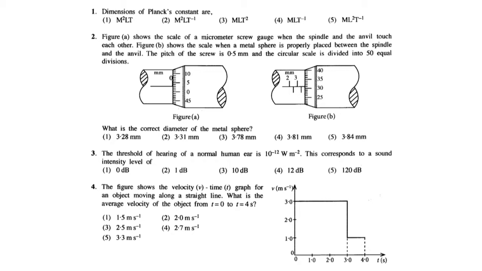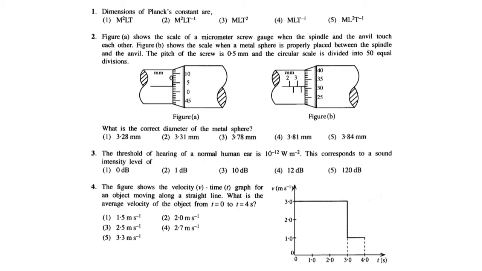Using the dimensions of each quantity, for lambda it is L. For p, m L t minus 1. So you get m L squared t minus 1. Answer is 5.